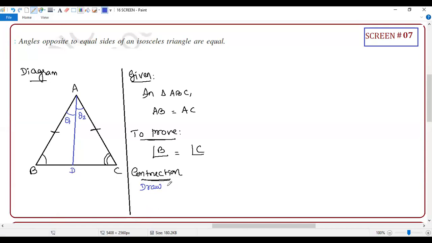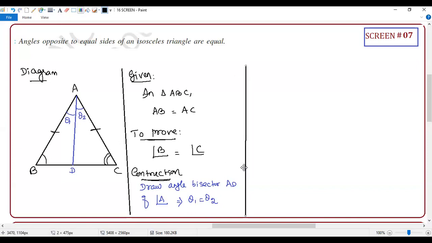Draw angle bisector AD. This AD is the angle bisector of which angle? Angle A, which implies theta 1 equal to theta 2. Agree with me? Yes, sir. If you observe it carefully, it is super.